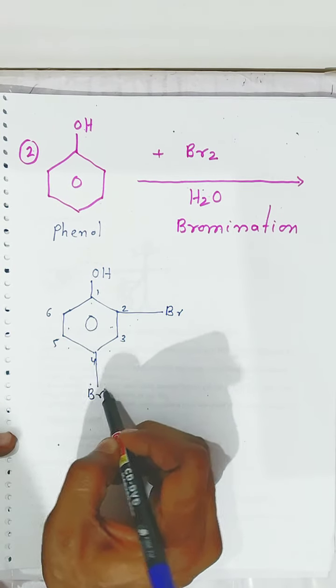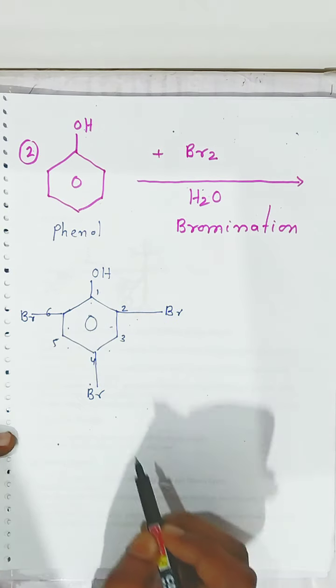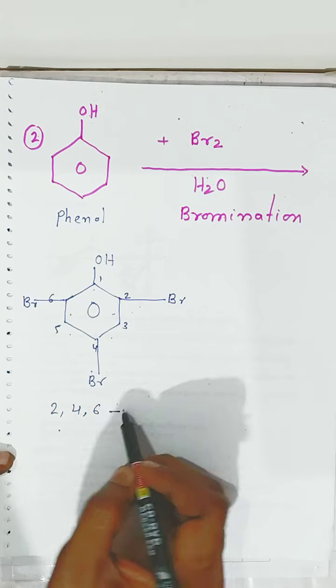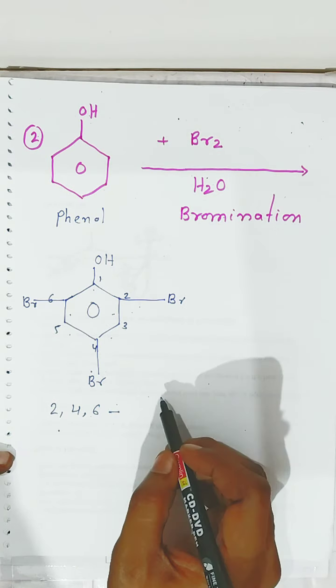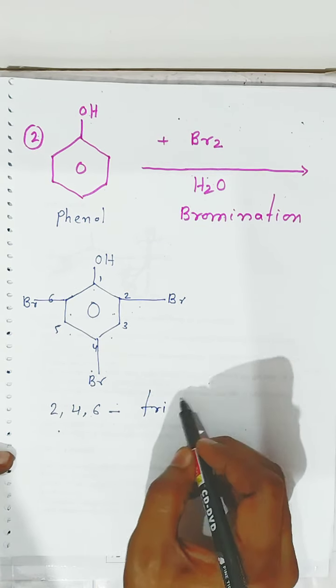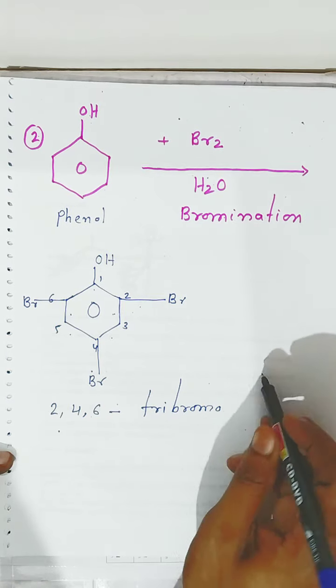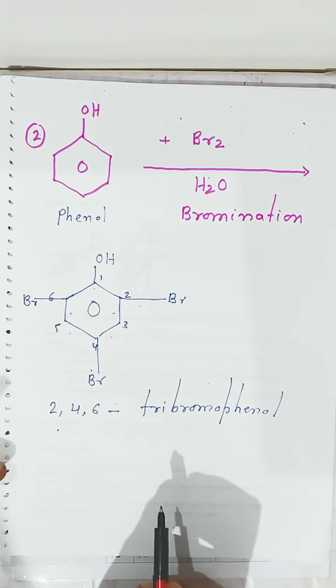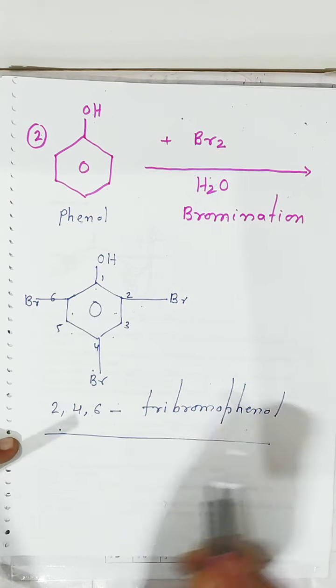Carbon number 4 and carbon number 6. The product which we are getting is called 2,4,6, because three bromines are going to be attached. So it is called tribromophenol. This is the product. So here, students, bromination in the presence of water gives the product 2,4,6 tribromophenol.